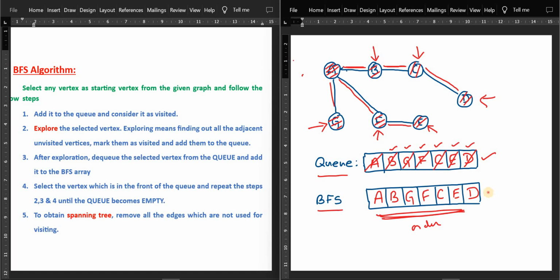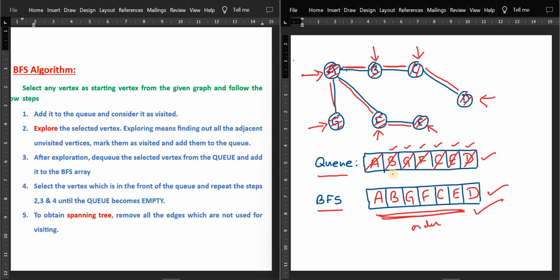And also please note that there will be numerous BFS orders for a given graph. Okay, this is not the only BFS order. There exist numerous BFS orders. How can I say that there are numerous BFS orders? See here, at the beginning step, while considering A as my vertex, what are the adjacent vertices? B, F and G, right? So B, F and G.